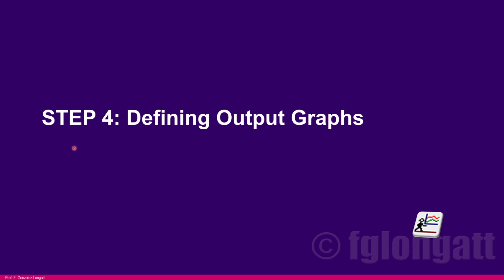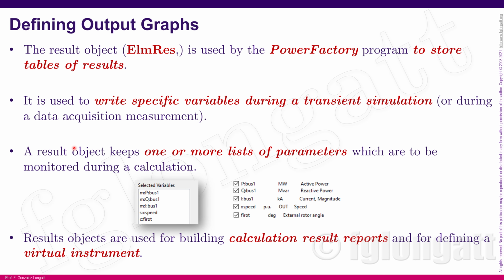Step number 4 is defining the output graph. Okay, Power Factory doesn't show any result until you have defined the result variables. We defined in step number 3 the variables that we want. But again, Power Factory is so flexible that it allows you to create your own output graph. And that is step number 4, okay? Step number 4 is you will create your own output graph. And there are different graphs that you can use for that, okay? There are different ways to plot your results. And Power Factory is very flexible.